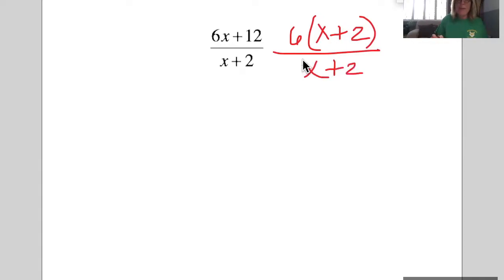Now you have to remember that x plus 2 in the denominator is a factor altogether, right? It's not separate. It's not an x and a 2. It's a quantity of x plus 2. And so now we have a common factor of x plus 2, so we could simplify this to 6.